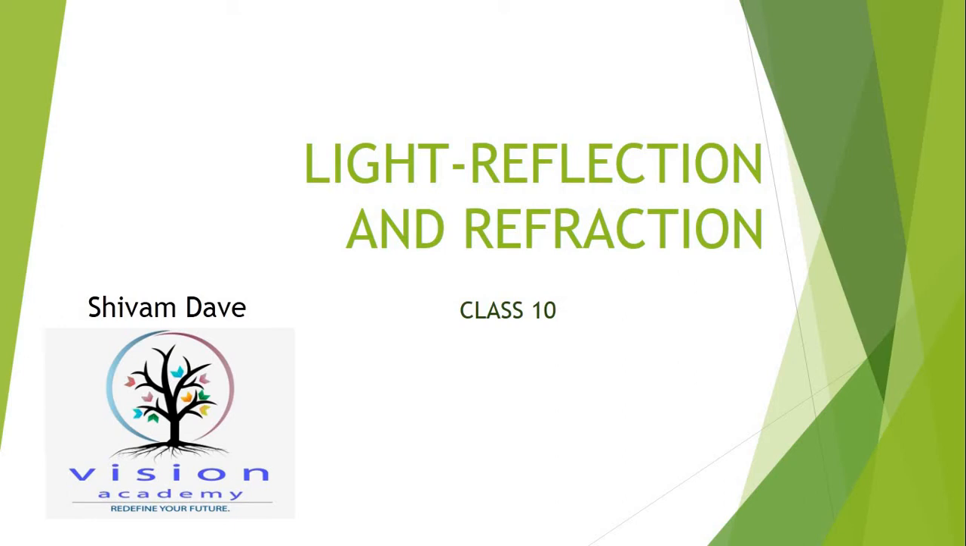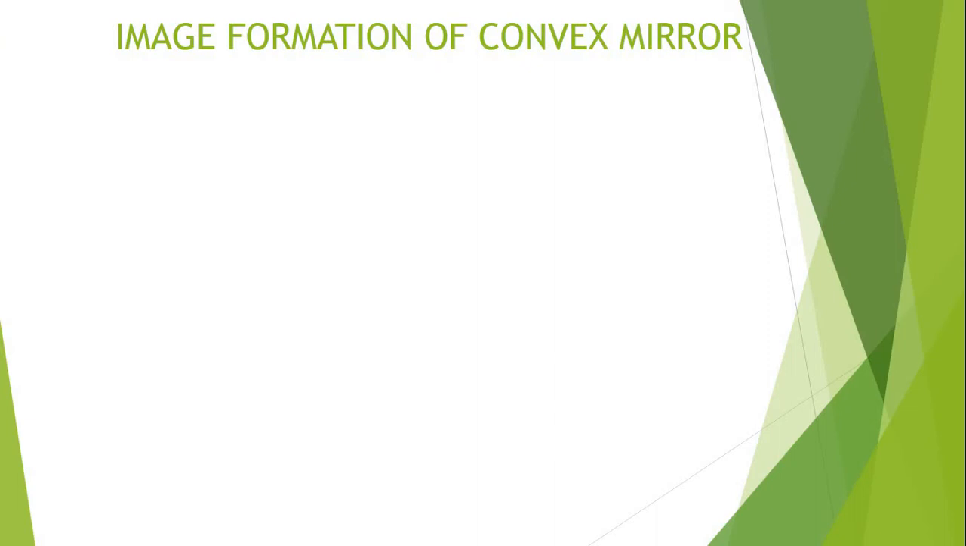Today we are going to understand the new concept, that is image formation by a convex mirror, from the chapter Light, Reflection and Refraction. So friends, let's see today's topic. As all of you know, there are two kinds of mirror. The first one is concave and the second is convex. In the case of the concave mirror, how the image is formed, you can see from my previous video. Today we are going to understand the convex mirror image formation.